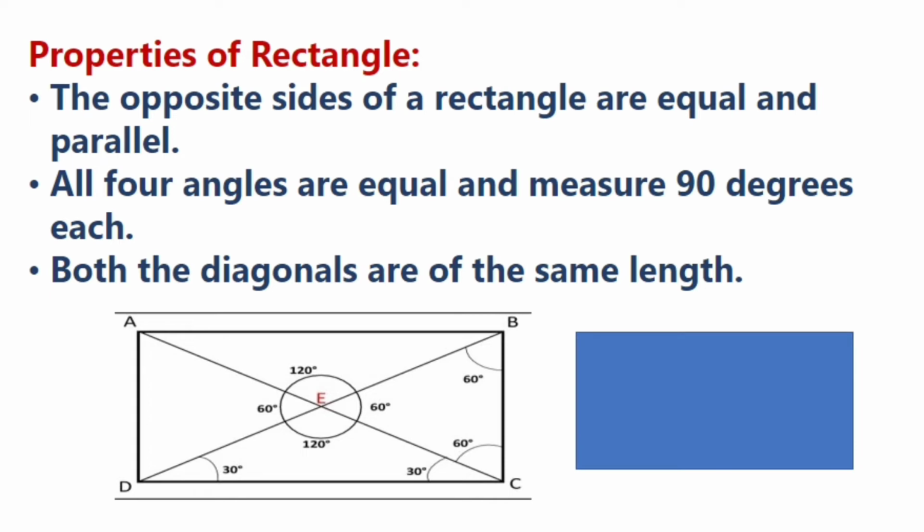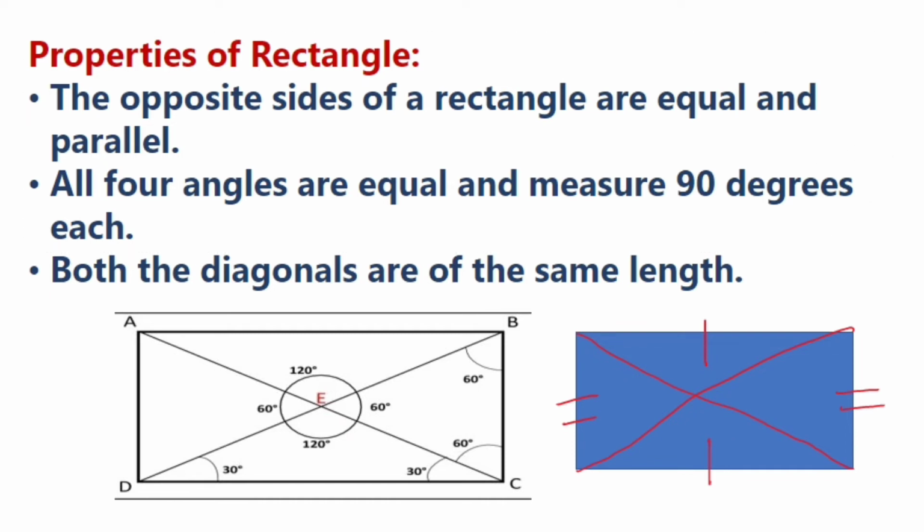Properties of rectangle. The opposite sides of a rectangle are equal and parallel. You see here, opposite sides are equal and parallel. All four angles are equal and measure 90 degrees each. Both the diagonals are of the same length. When you see this, this is the diagonal of the rectangle, whatever you name them, A, B, C, D. These lengths are equal in a rectangle.